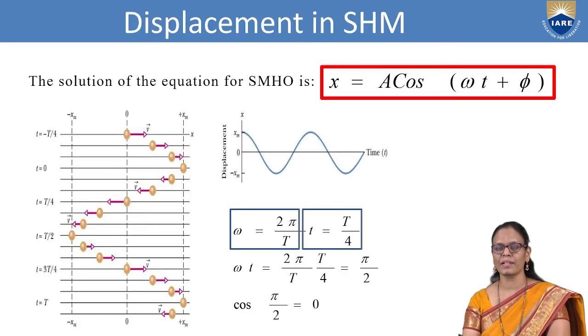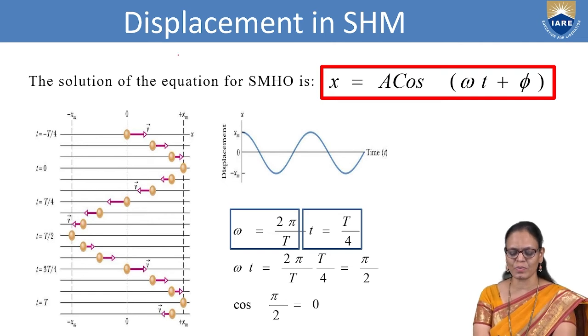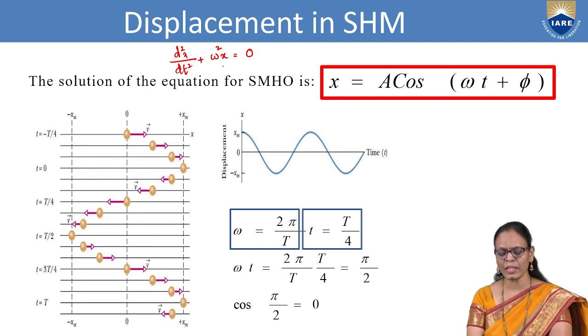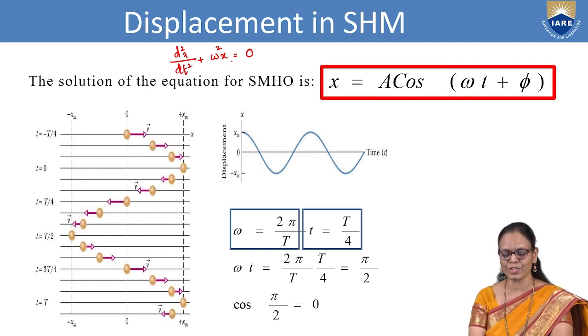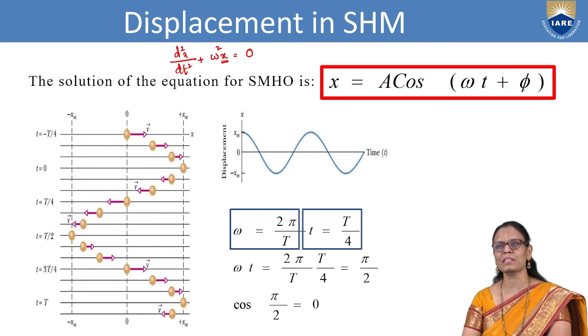Now let us understand the motion, displacement in simple harmonic motion. We have seen the equation d square x by dt square plus omega square x is equal to 0. If you try to get the solution, that is, find the value of x, x is equal to a cos(omega t plus phi). So the solution to this equation is given by x is equal to a cos(omega t plus phi).